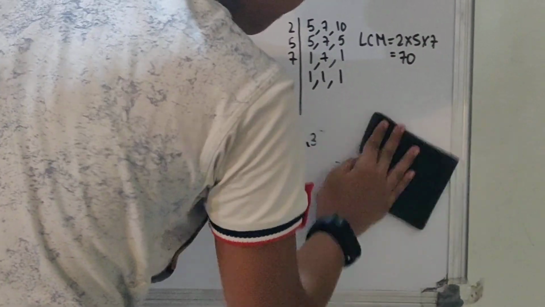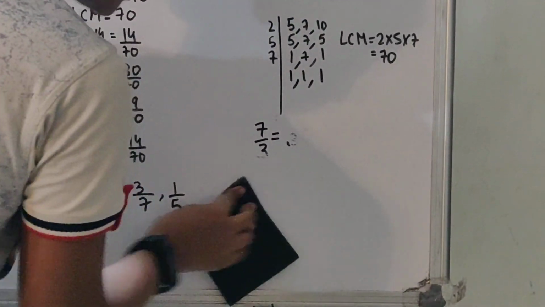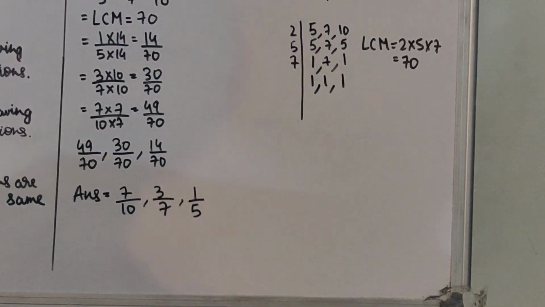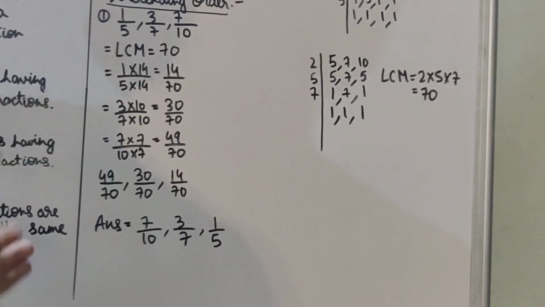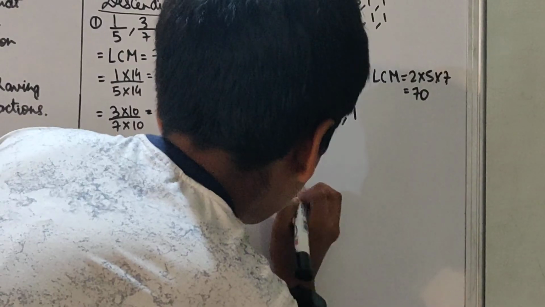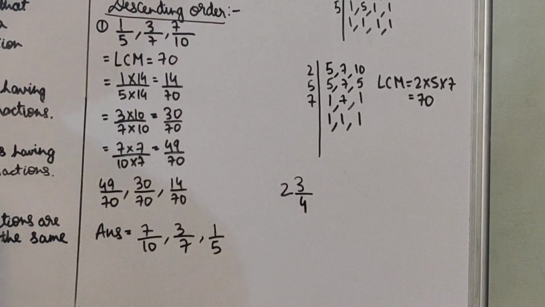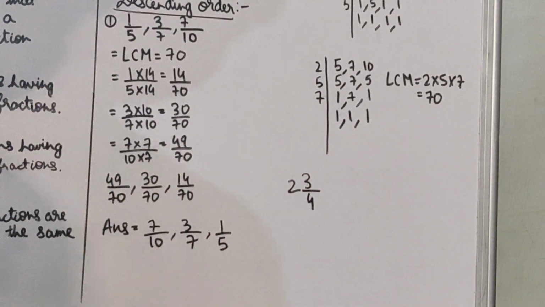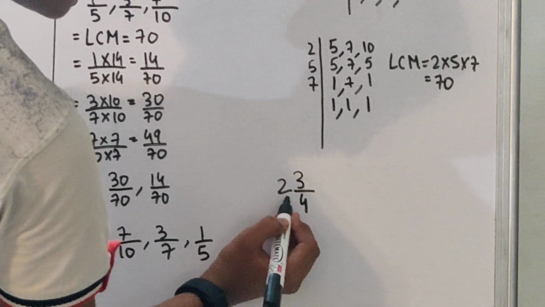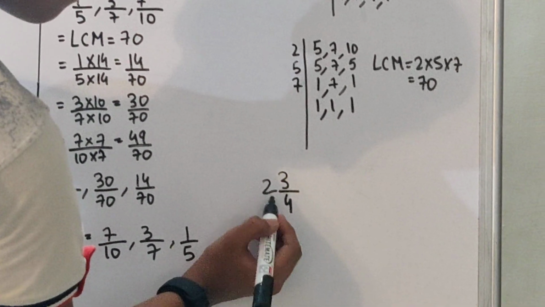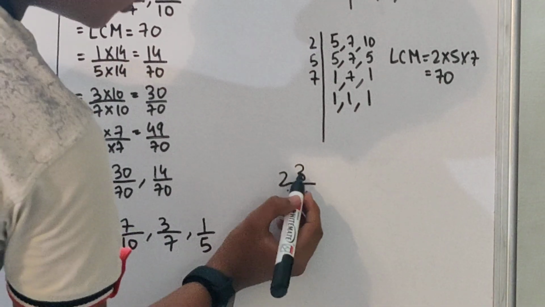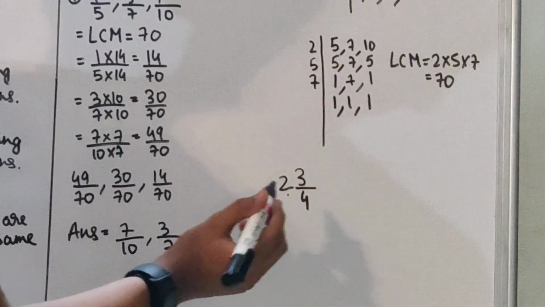Now let's see how to convert mixed fraction into improper fraction. So it is also very easy. Let's see 2 3/4. Over here we should multiply the denominator with the natural number, that is 2. 4 into 2, and whatever the product we get, it should be added to the numerator.